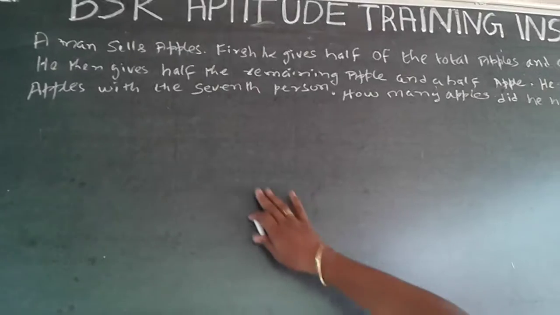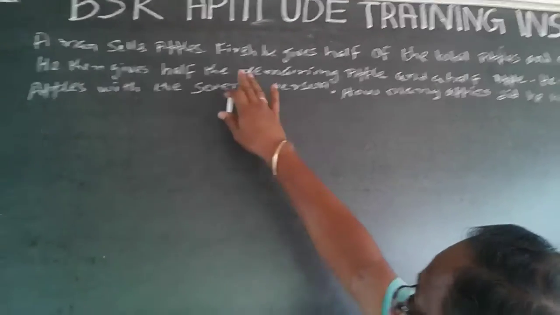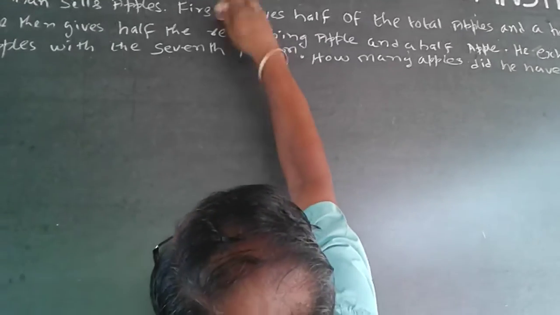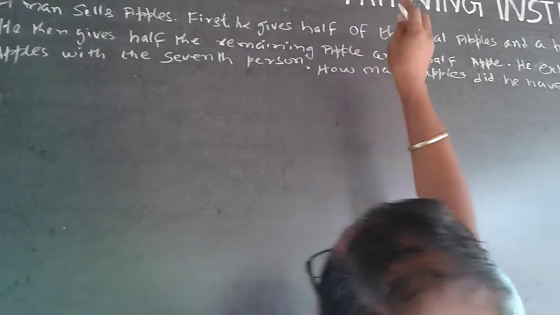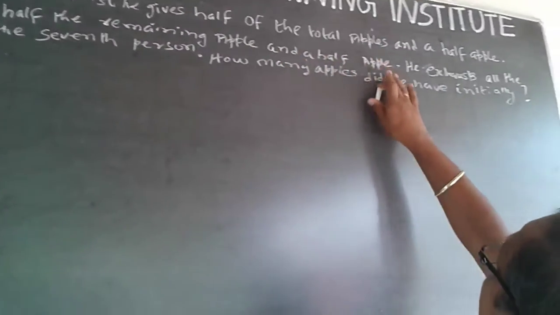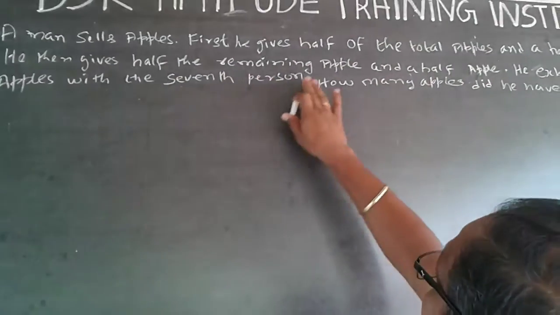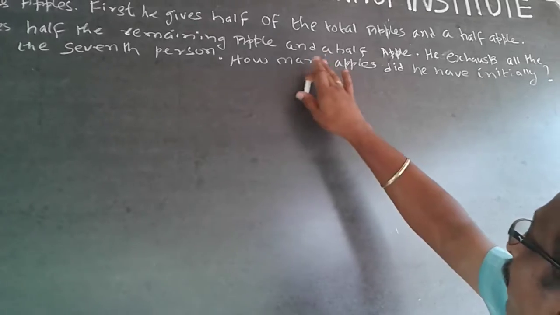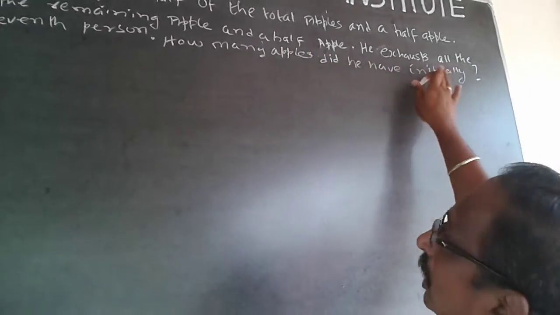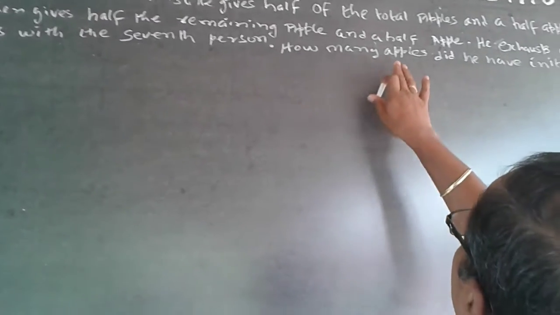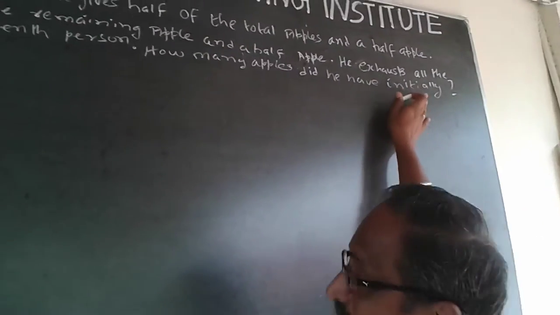The question is, a man sells apples. First he gives half of the total apples and a half apple. He then gives half of the remainder and a half apple. He exhausts all the apples with the seventh person. How many apples did he have initially?